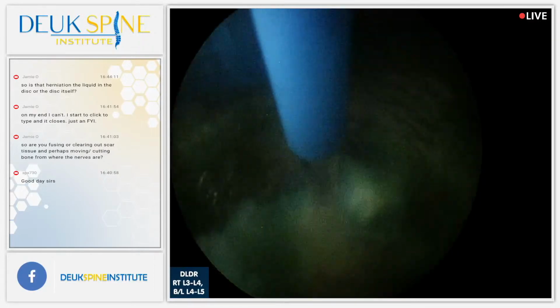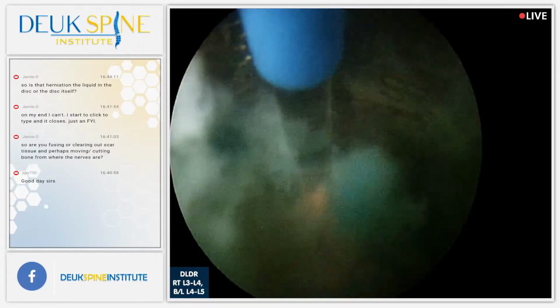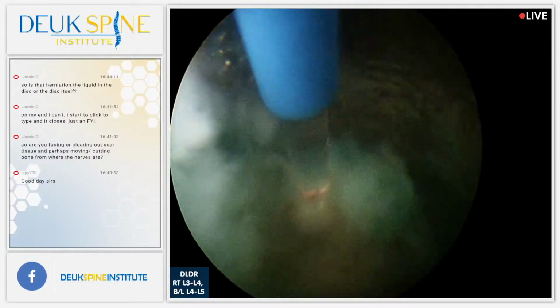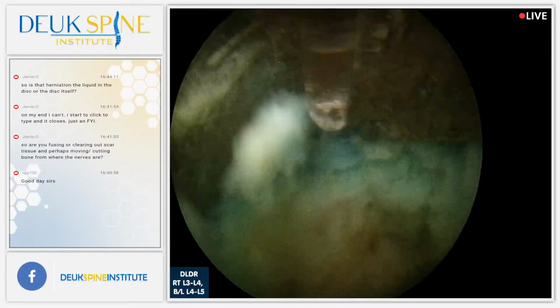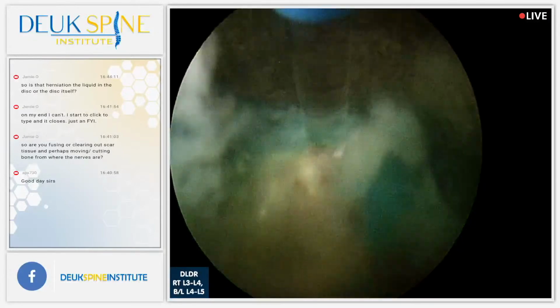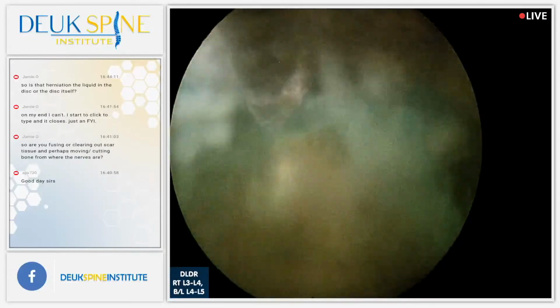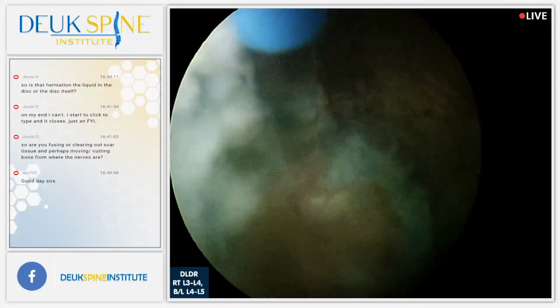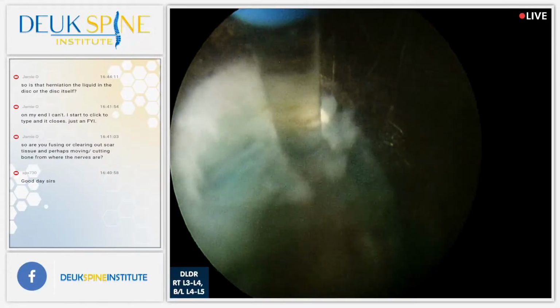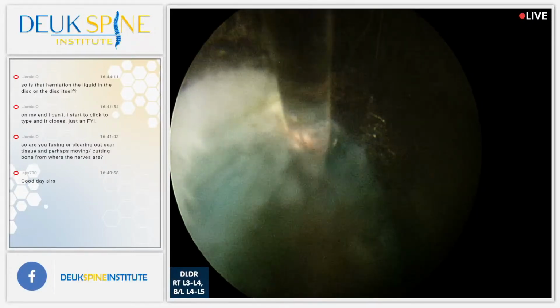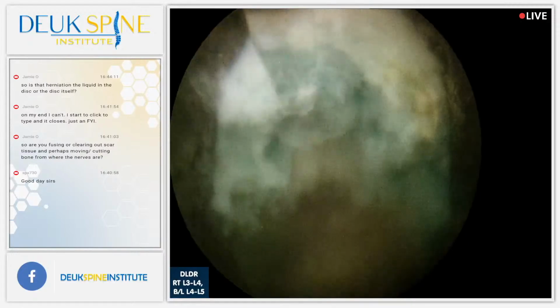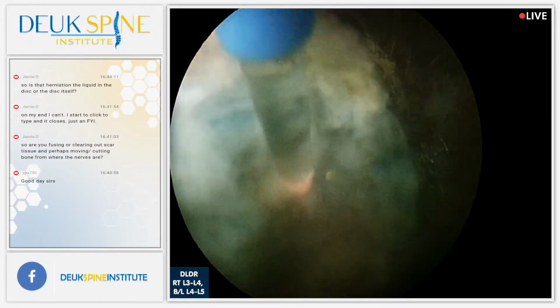All right, we'll take the questions. Look at all this damaged disc, the blue stuff, all the fragments and pieces floating around, just a lot of it. So even though the discogram didn't look bad with the disc being what we call a cotton ball, there's a tremendous amount of internal disc injury. This was what was causing all of her back pain. She had 10 out of 10 pain here.